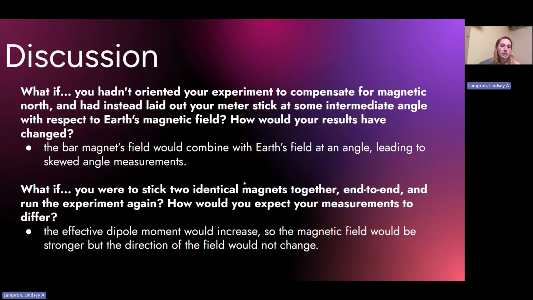And if I were to stick two identical magnets together end to end and run the experiment again, I would expect that the effective dipole moment would increase, so the magnetic field would be stronger, but the direction would remain the same as in the first experiment.